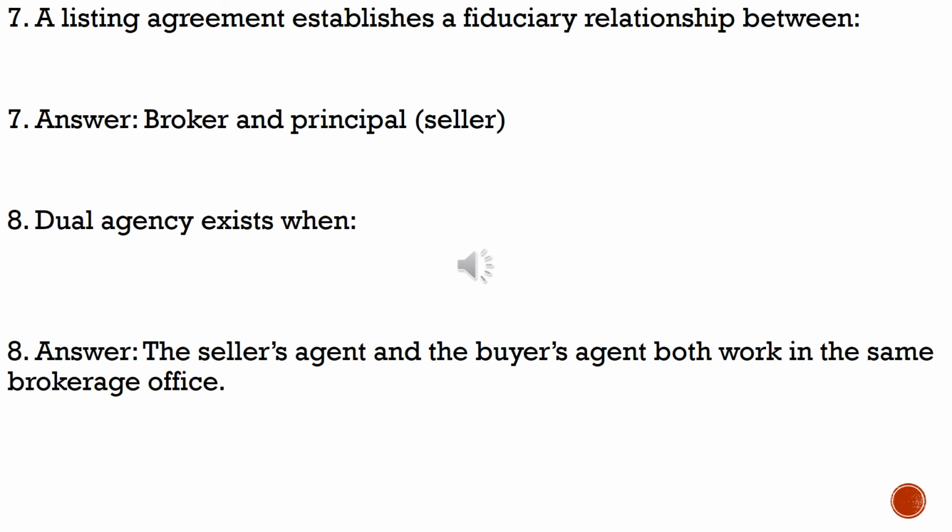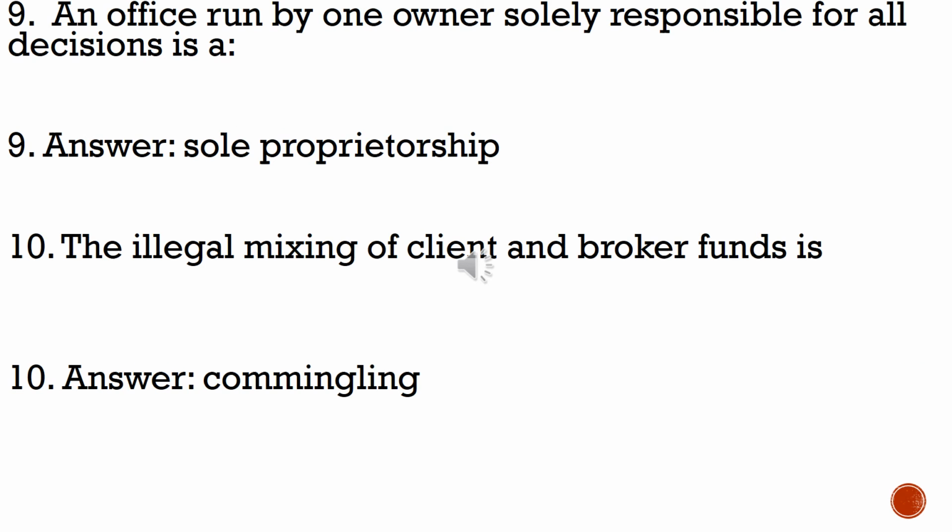Question number 8. Dual agency exists when: answer, the seller agent and the buyer's agent both work in the same brokerage office. Question number 9. An office run by one owner solely responsible for all decisions is a: answer, sole proprietorship. Question number 10. The illegal mixing of client and broker funds is: answer, commingling.